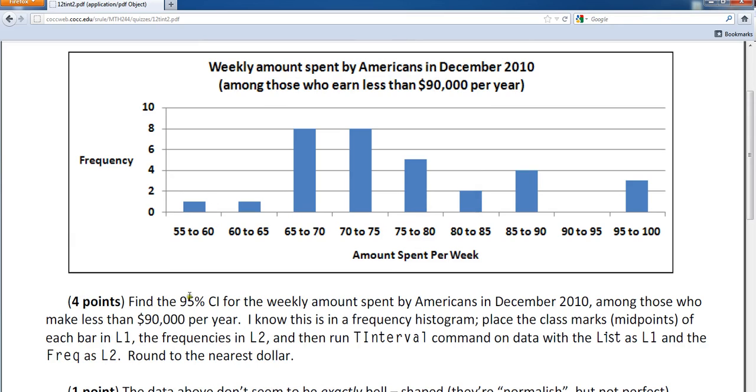Anyway, first thing up, based on this random sample of maybe 30 or 40 Americans, what's the 95% confidence interval for the weekly amount spent by Americans among those in the population we're studying?